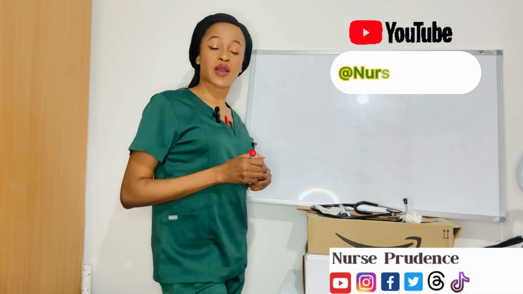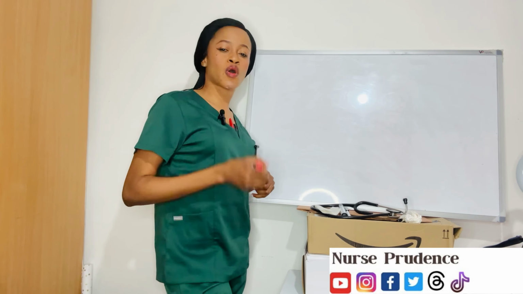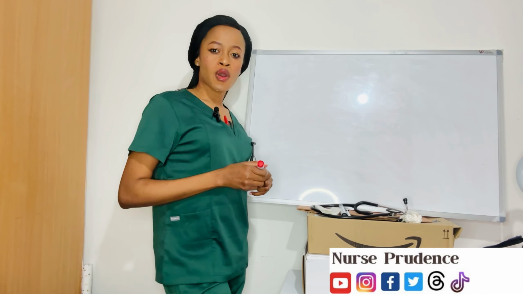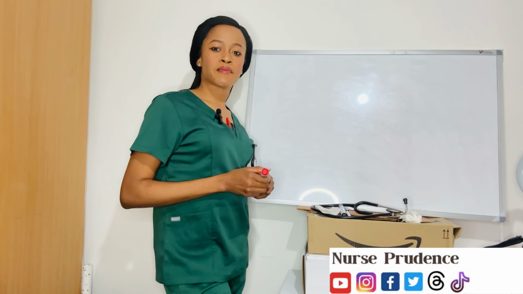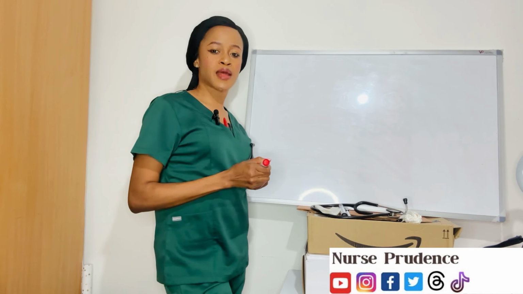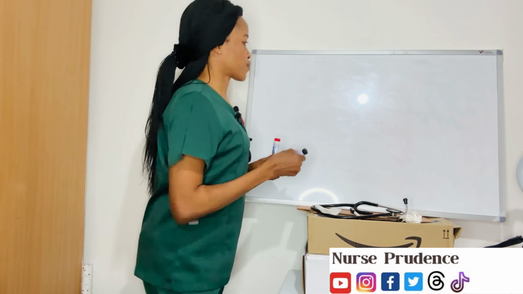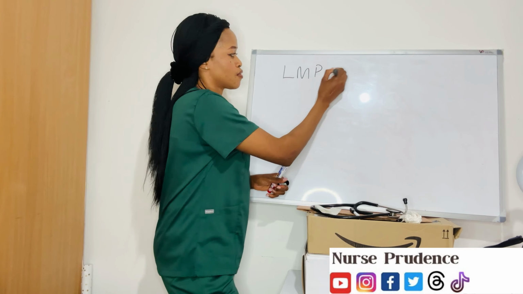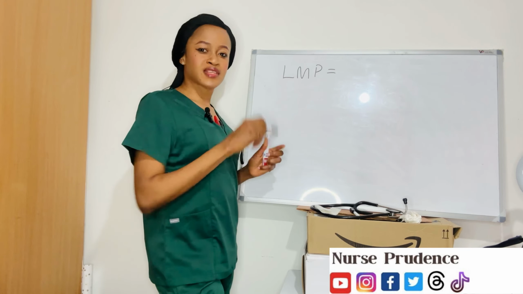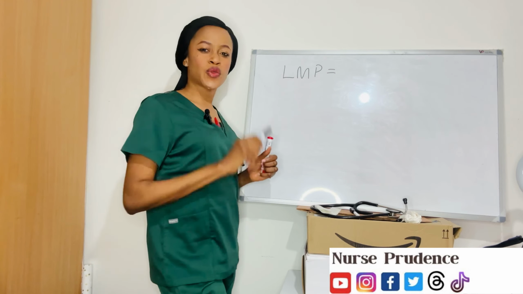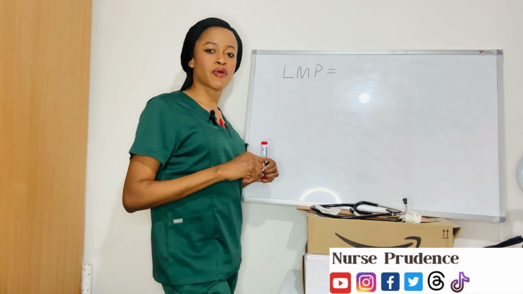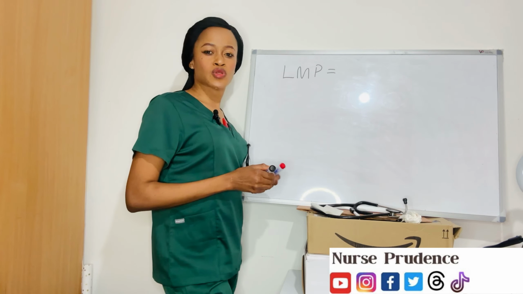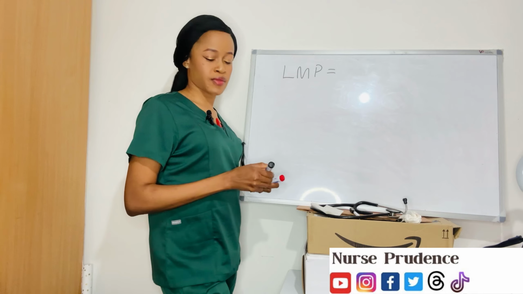For you to calculate how many weeks your pregnancy has gone, you have to know and write down your last menstrual period. That is your LMP, your last menstrual period. This is the first thing and the only thing you need when you want to calculate the age of your pregnancy. So now let's assume that your last menstrual period was on 20th of June, 2023.